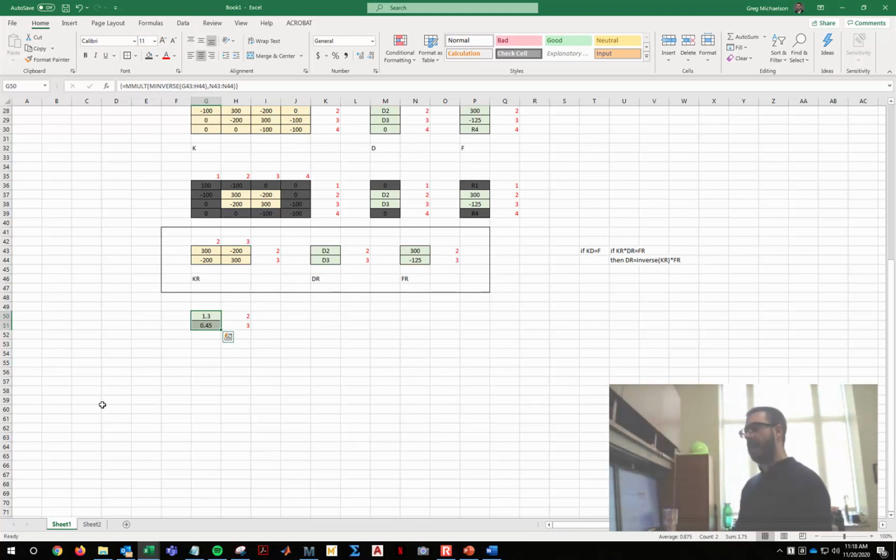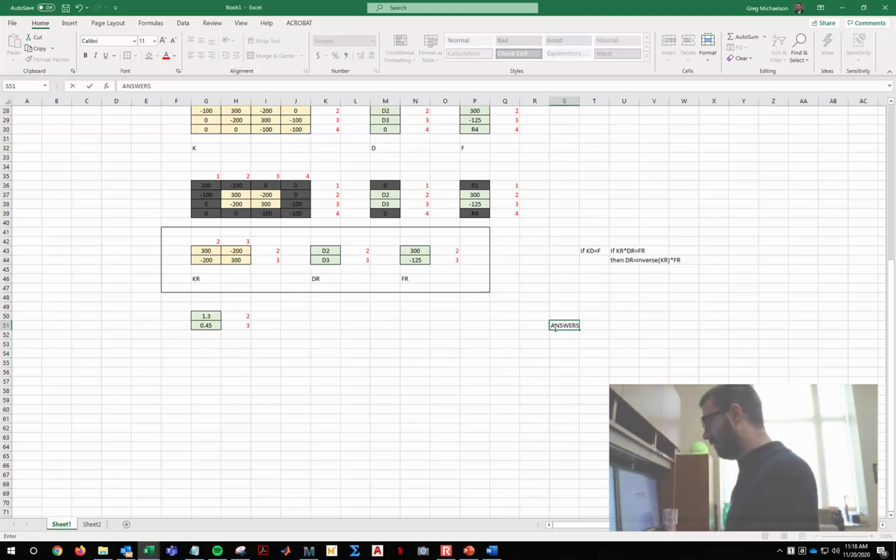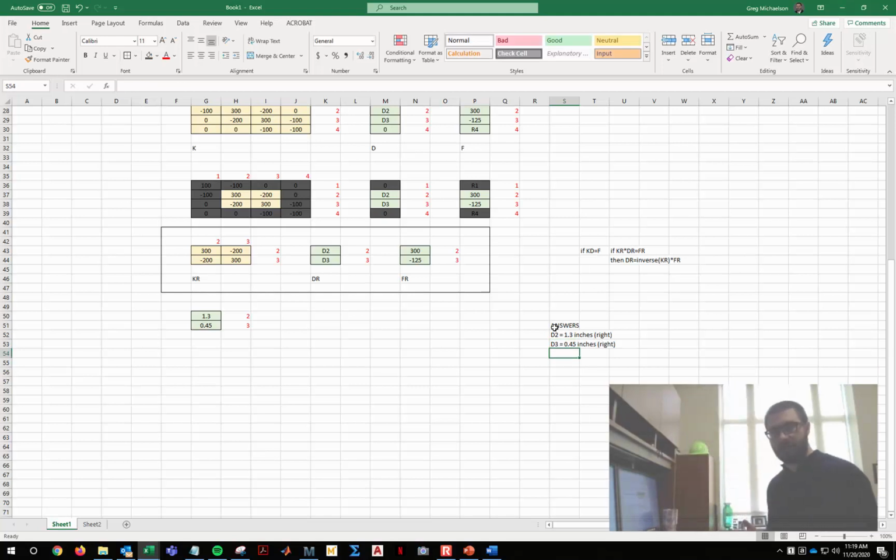Now, just like before, Excel treats this as one array calculation, so you can't really delete one entry. You instead would have to delete the whole thing. So if you're working with arrays, just make sure that you recognize Excel treats that as one big hunk of computations. Okay, so these are the displacements, right? So now I know, in terms of the answer, maybe I'll write some answers here. I know that D2 is 1.3 inches to the right, and it's to the right because it's positive, and then D3 is also 0.45 inches to the right because it's positive. So now we know the displacements.